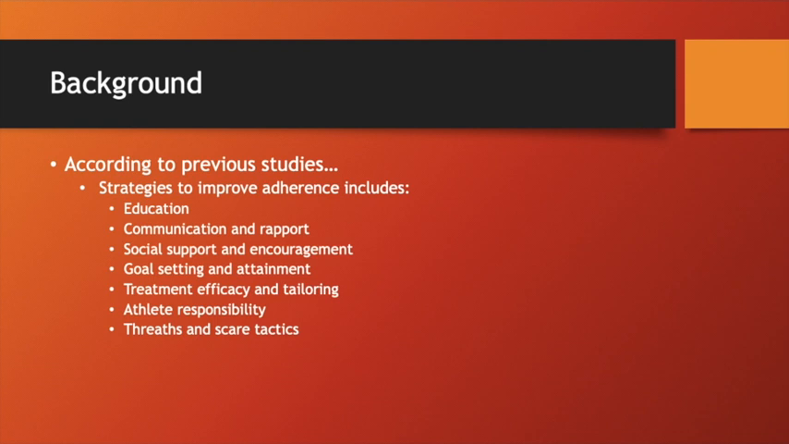Treatment efficacy and tailoring is also important because if the patient does not see that they are improving, sometimes it does not make them adherent, because it discourages them that they are not doing anything useful by adhering to their rehabilitation. Athlete responsibility is a very important aspect as well. They need to be responsible with their bodies, and with this, they need to be adherent to their rehabilitation. The more they are adherent, the better the outcome will be in regards to their rehabilitation.